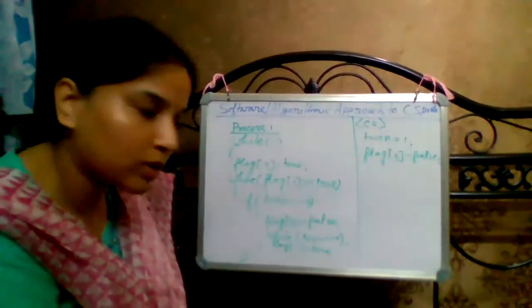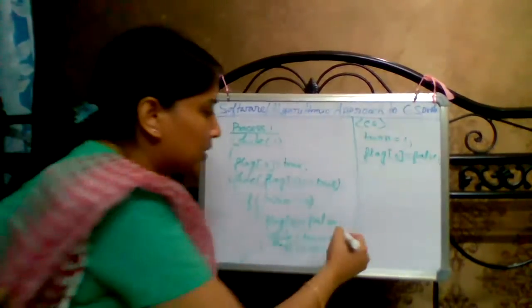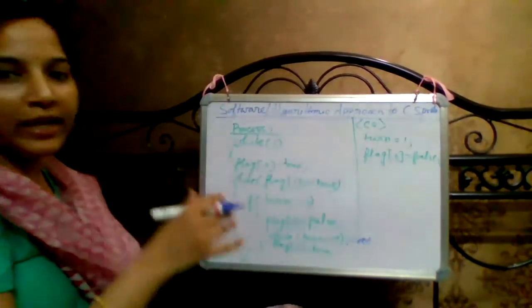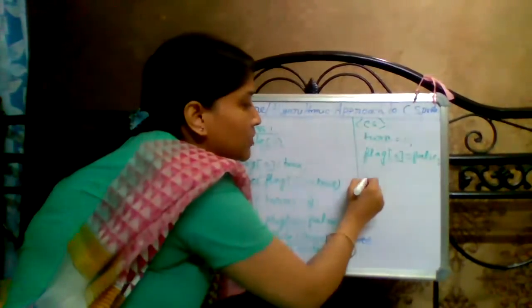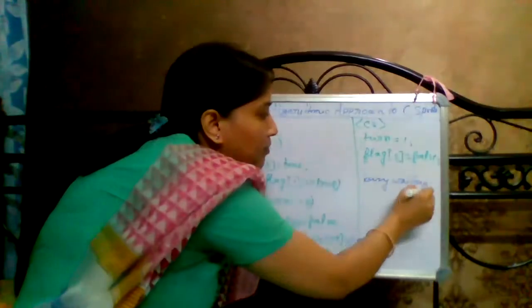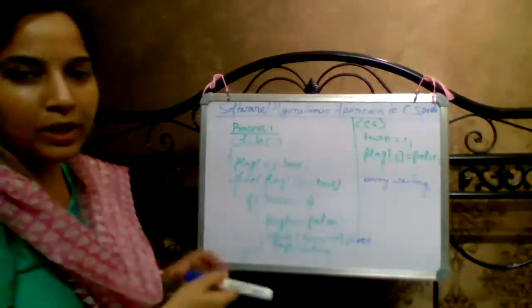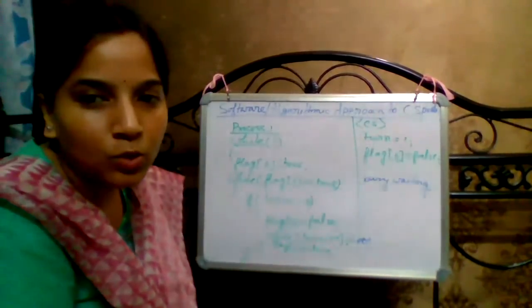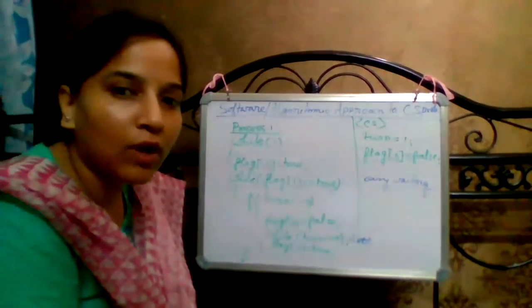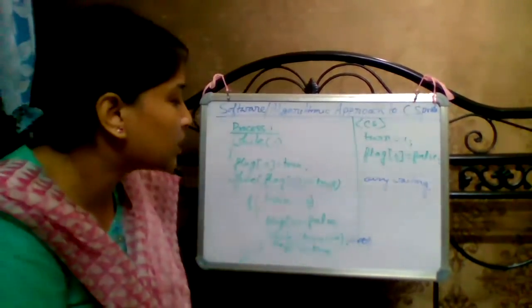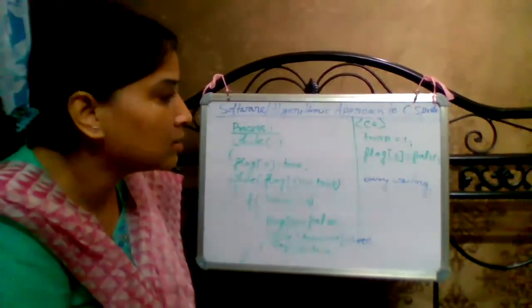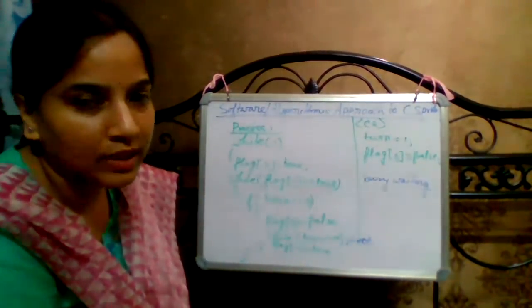It continuously loops over the while loop, and that waiting is known as busy waiting. It continuously tests the value of turn: is it 1 right now, or has it become 0?